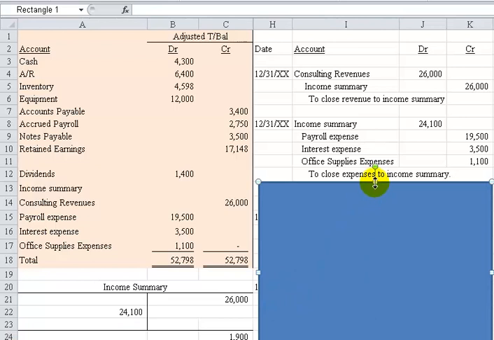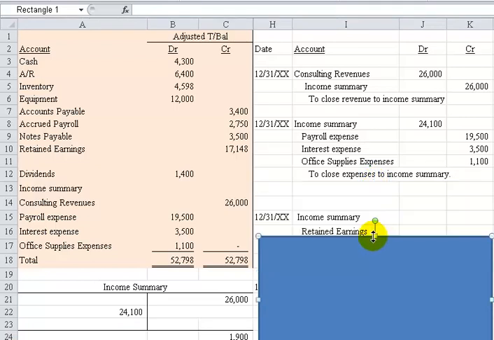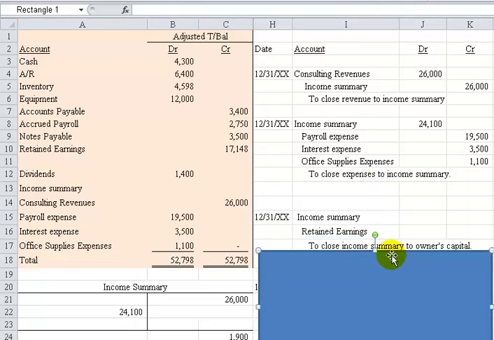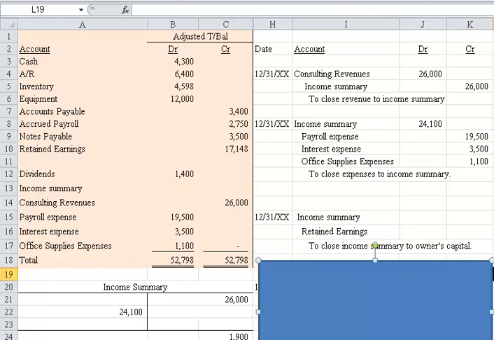Then the third closing entry we make would be to close income summary to retained earnings. Here I've said owner's capital because I originally created this assuming this was an individual proprietorship, but for a corporation that would be retained earnings. So I had $1,900 in income summary. I need to close that out so it equals zero. So now I've got a debit of $1,900, and as soon as I put that in, my income summary has a zero balance.